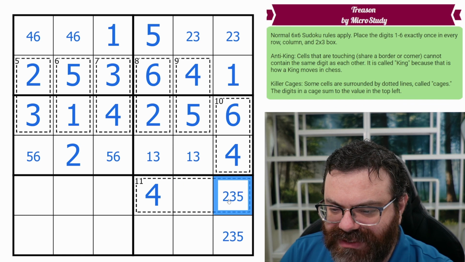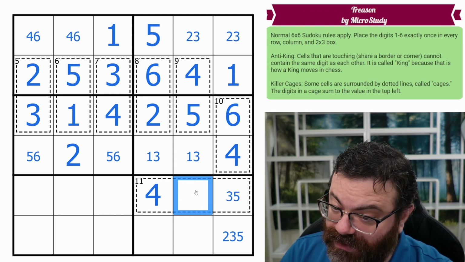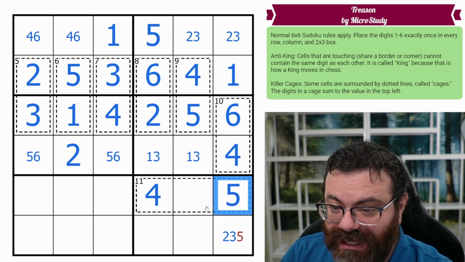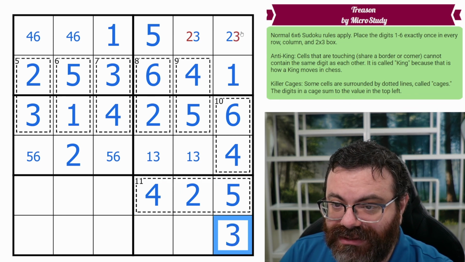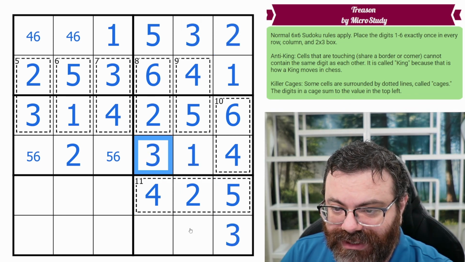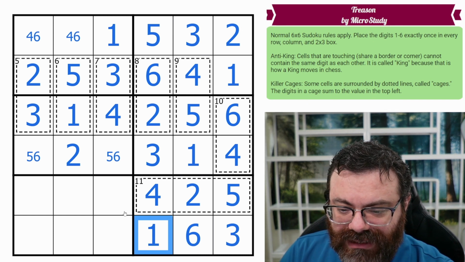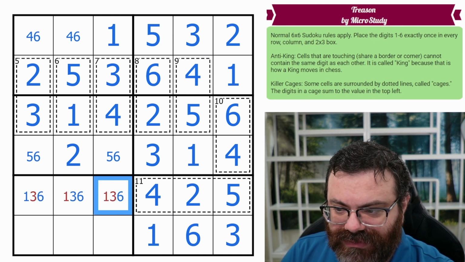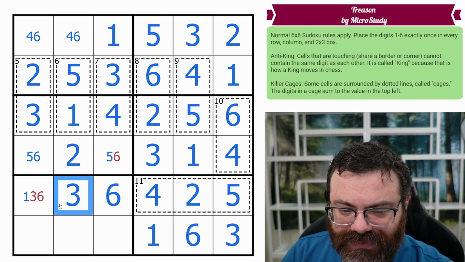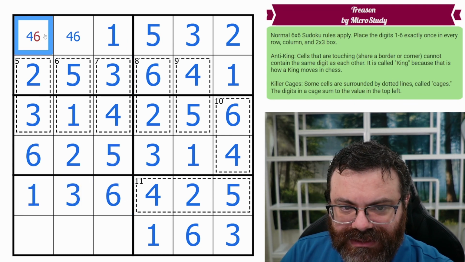So if this was 2, this would have to be 5. It can't be. Oops, I meant to remove the 2. If this was 3, this would have to be 4, and it can't be. So this is 5 and 2, and that does add to 11. Good. That's a 3, that's 2, that's 3. 1 and 3. This is a 6, this is a 1. So this is 1, 3, 6, and the 1, 3 looks down. That gives us all of these digits.